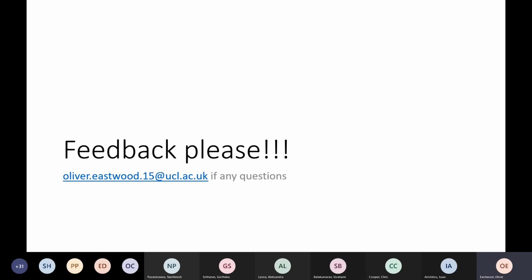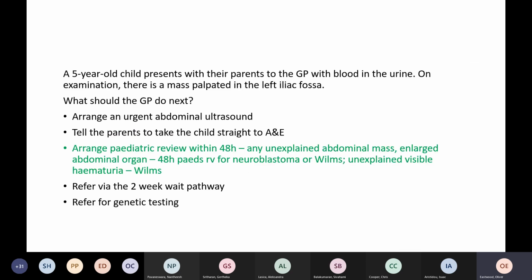Why not urgent abdominal ultrasound? So you would want to send them straight to pediatrics. Basically, this is a fairly guideline-based thing, and you're in a GP, and this is a fairly rare childhood cancer. I think the likelihood that you have a technician who could do it well enough to pick up a rare childhood cancer in a GP surgery is pretty unlikely. So you'd want to send them straight to a pediatric specialist.